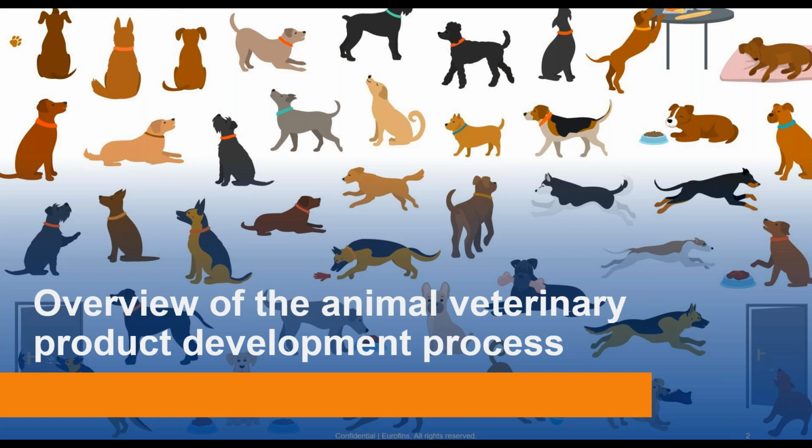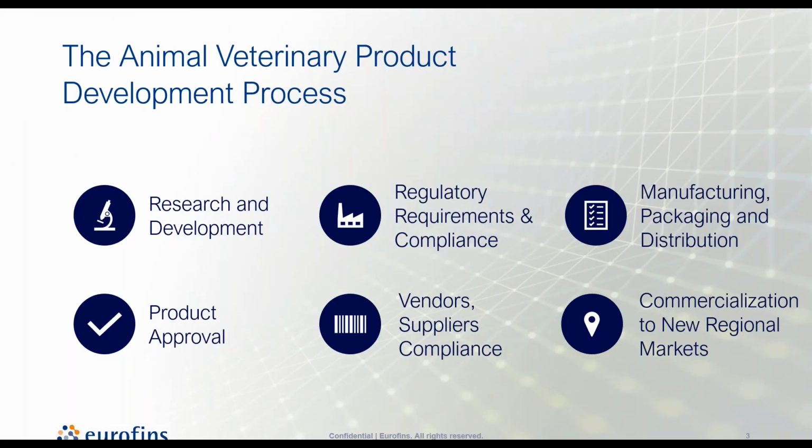During the development process and post-approval, it's crucial to keep track of your contract manufacturing compliance to make sure that the regulations are being followed. And finally, the product is commercialized into new regional markets if it's successful. This process can take several years and requires collaboration among various stakeholders involved, such as regulatory bodies, manufacturers, and veterinarians. So we're just going to dig a little deeper into those individual processes before we get into the presentation today.